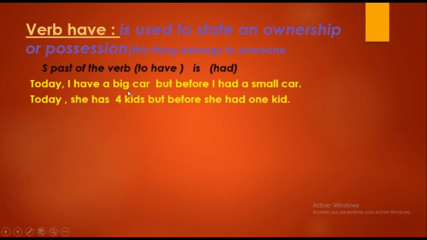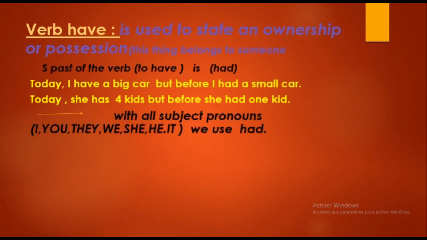Look at the next. Today she has 4 kids, but before she had 1 kid. Yes, look at the second part of this sentence. Before she had 1 kid. Look, we use here the verb had. The verb had with she. She had 1 kid. Okay, now with I, she. Okay, now what do you note? Excellent. Look here. Let's read.